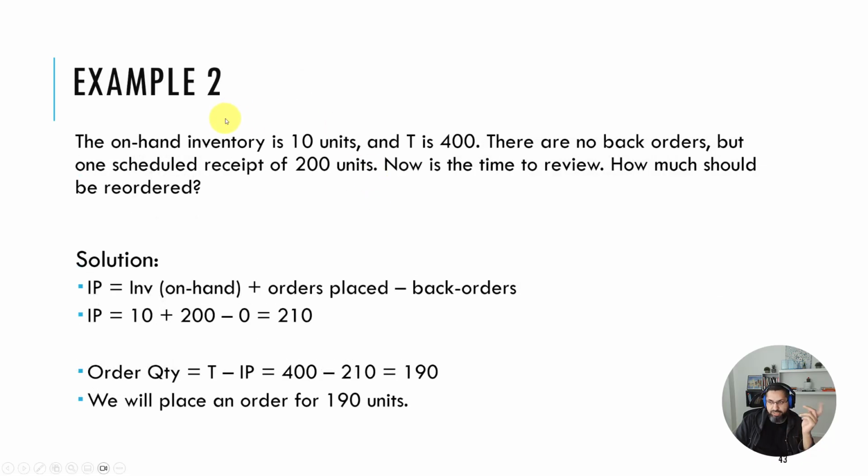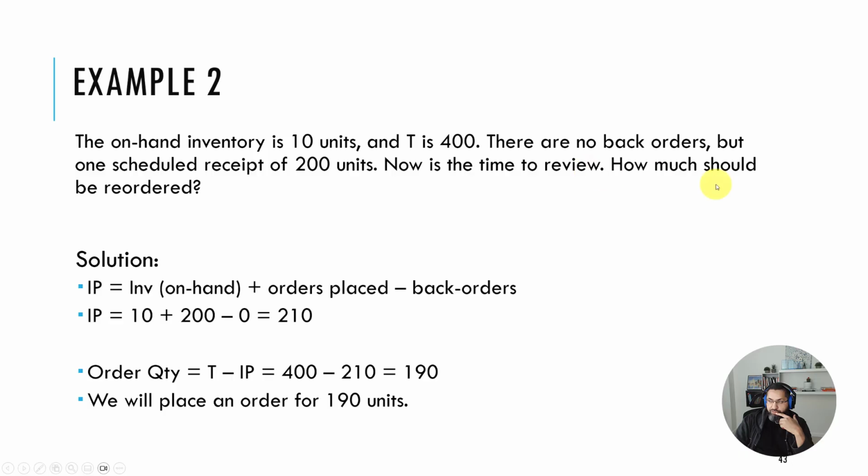Let's look at another example. Our on-hand inventory is 10 units. That's physically on hand. We have that. T is 400. There are no back orders, which means we don't have any quantity promised to the customer already, but one scheduled receipt, which means an order placed but not yet received. So it's scheduled to receive, a scheduled receipt of 200 units.